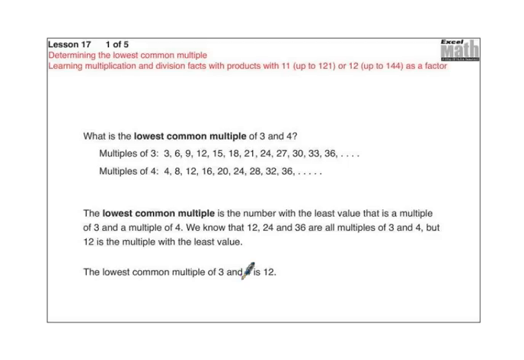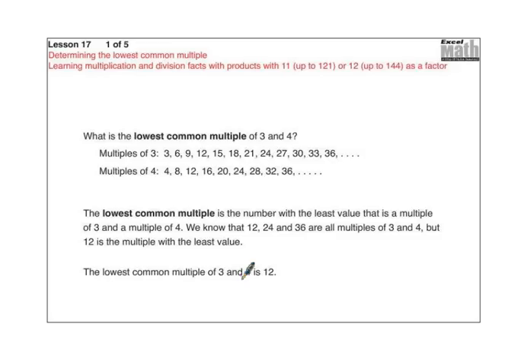Sixth grade Excel, lesson 17, determining the lowest common multiple and learning multiplication and division facts with products with 11 up to 121 or 12 up to 144 as a factor. So the main thing that we're learning today, I think most of you probably know your multiplication facts, is lowest common multiple, LCM, sometimes called the least common multiple.